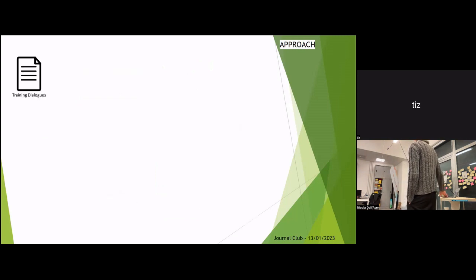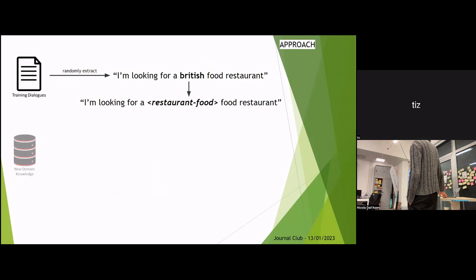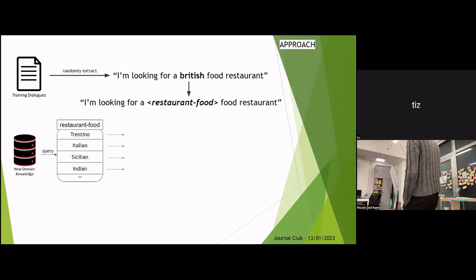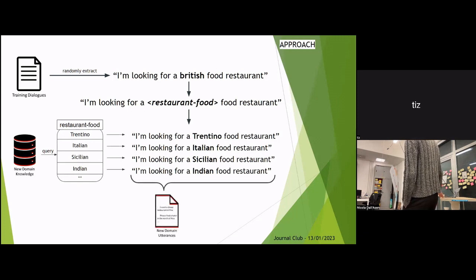And how do we do it? We take the conversational data set, the source data set, and we extract some sentences from this data set. It can be, for example, "looking for a British food restaurant." Then we mask "British." Starting from this, we take our new domain knowledge. We look for all the restaurant foods that are in our domain knowledge, and we basically substitute each one of the foods with the mask. In this way, we can create a very large number of similar sentences with different slot values. And then these sentences will go to populate the new domain utterances.